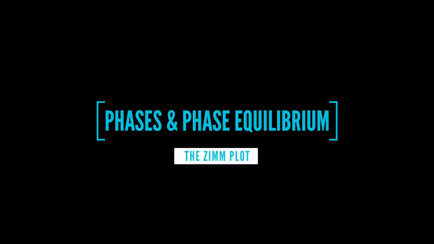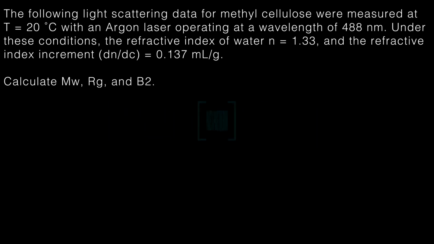In this video, I'm going to introduce what's called the Zimm plot, which is probably the most thorough way of analyzing light scattering measurements. I'm going to show you some data in a second, and it's for light scattering measurements that were done from methyl cellulose. These measurements were performed at 20 degrees C with an argon laser that has a wavelength of 488 nanometers. Now think to yourself why that information might be useful.